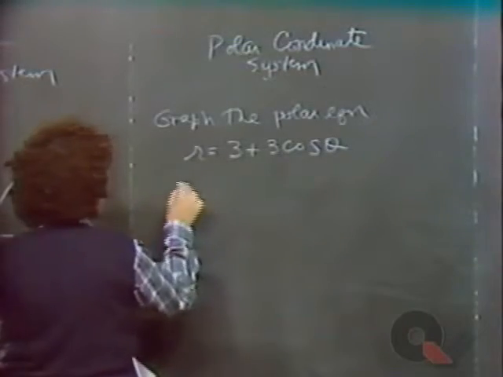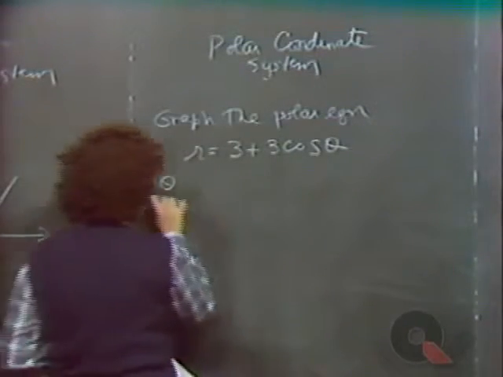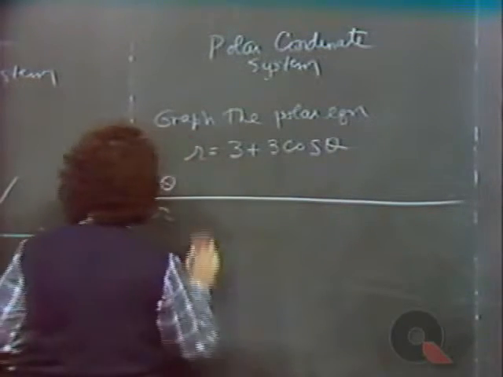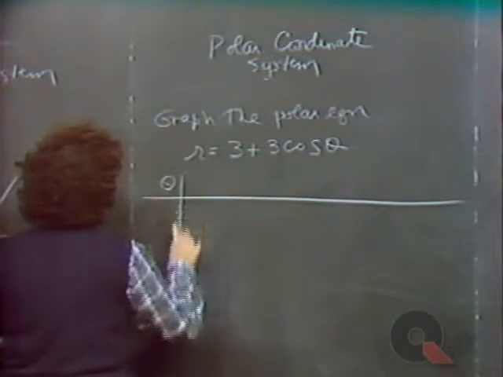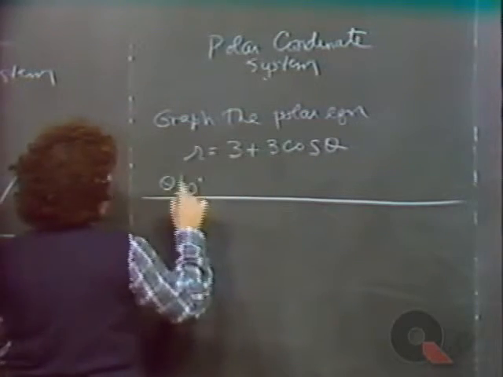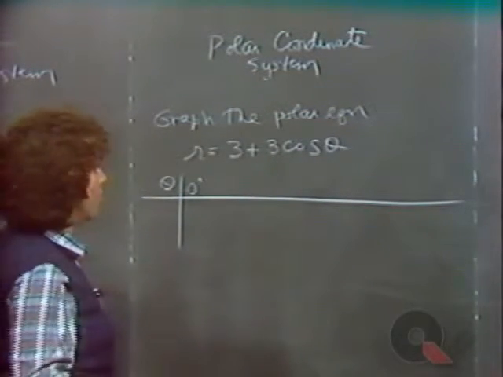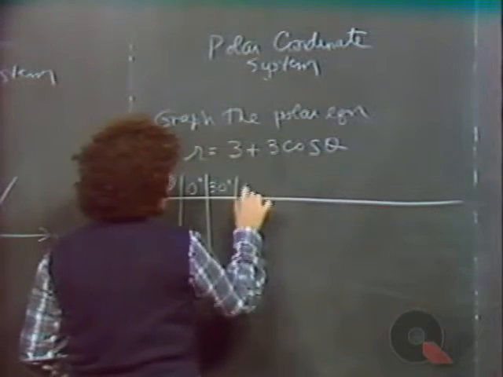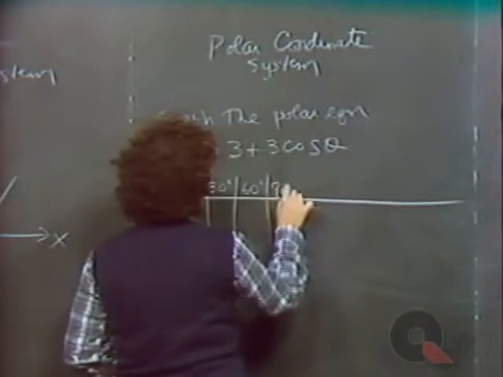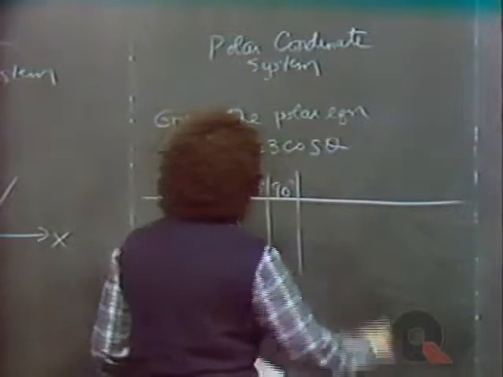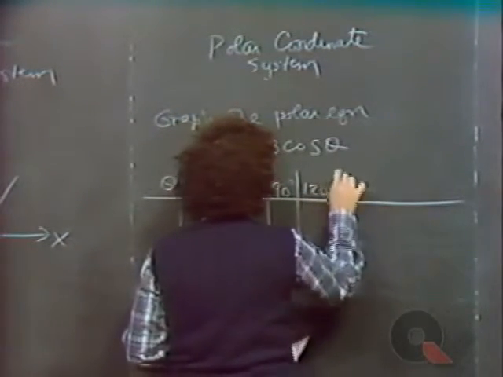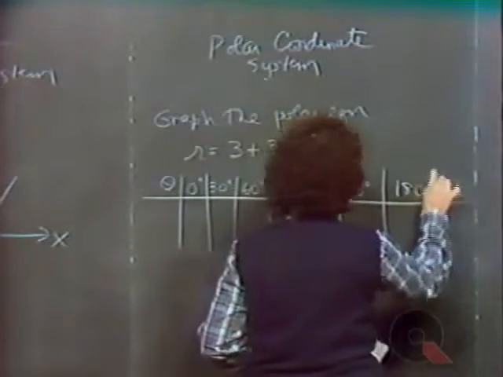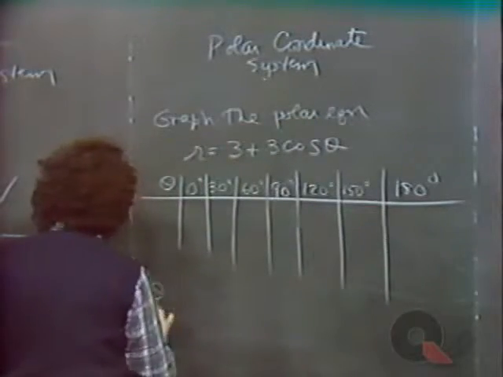Okay, let's see. Let's make our table this way so I can get some more in here. Let's say for theta we can consider 0 degrees. Let's go up from 0 to 360 by 30-degree increments. So 0 degrees, 30 degrees, 60 degrees, 90 degrees, 120 degrees, 150 degrees, 180 degrees. Let's continue it over here.